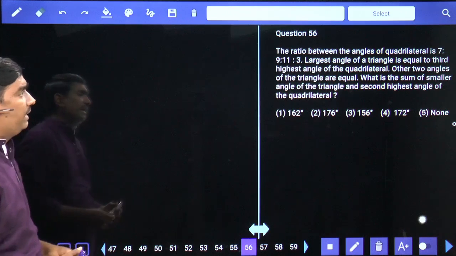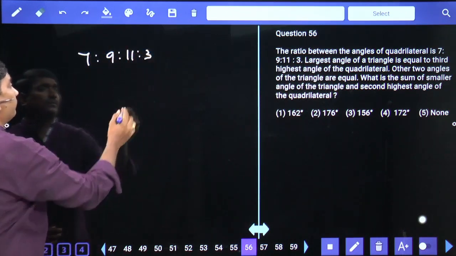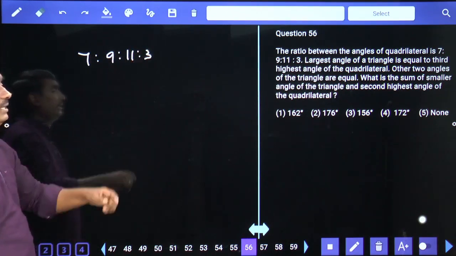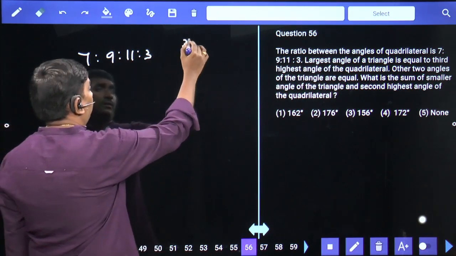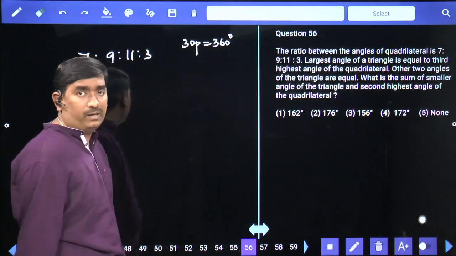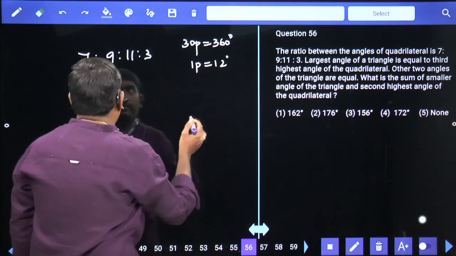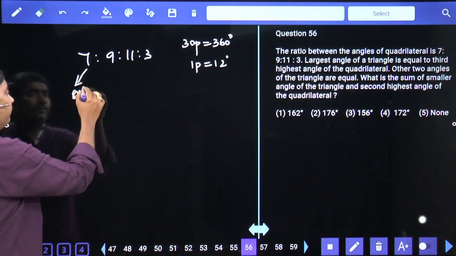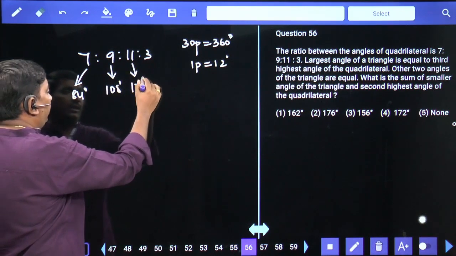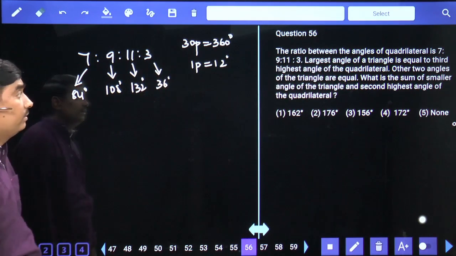The ratio between the angles of a quadrilateral is 7 is to 9 is to 11 is to 3. 9 plus 11, 20. 7 plus 3, 10. 30 parts. 30 parts is equal to 360 degrees, because in a quadrilateral, the sum of all four angles is 360. Then one part equals 12 degrees. 12 sevens are 84, 12 nines are 108, 12 elevens are 132, 12 threes are 36. These are the four angles of the quadrilateral.